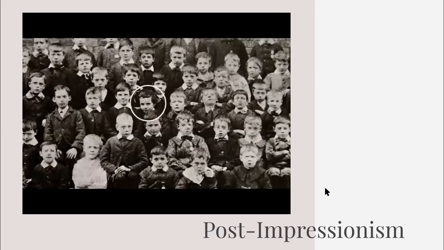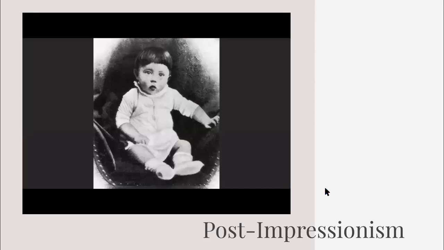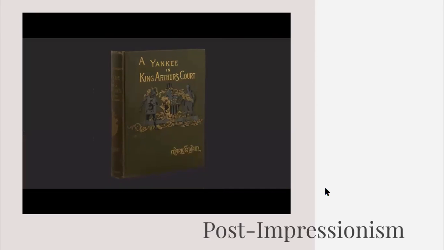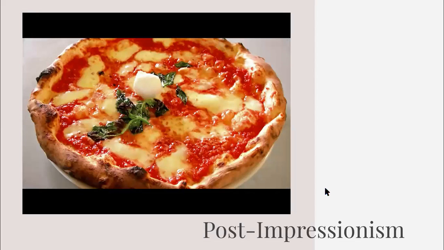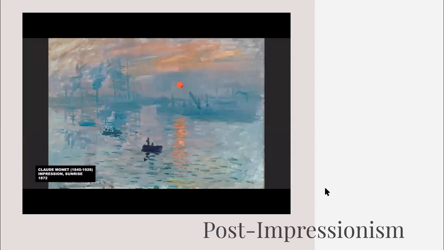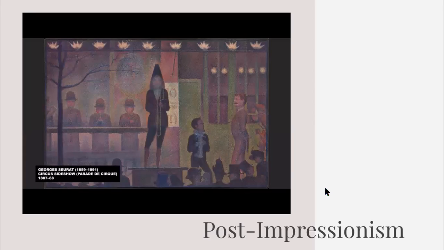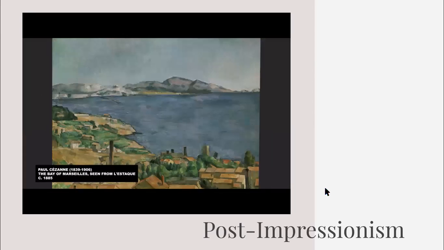Charlie Chaplin was born in 1889, followed 4 days later by Adolf Hitler. That year, Mark Twain published A Yankee in King Arthur's Court. Nellie Bly circumnavigated the globe in 72 days. And Chef Raffaele Esposito invented the pizza margherita. In the wider world of art, Impressionism was out. The more methodical, scientifically rigorous Neo-Impressionism was in. And Cézanne and the artists who would later be called Post-Impressionists were bubbling up.